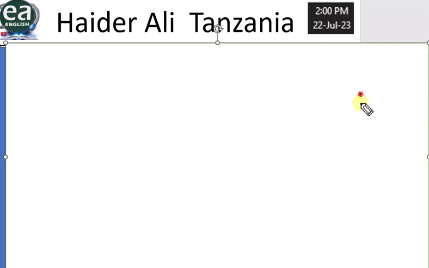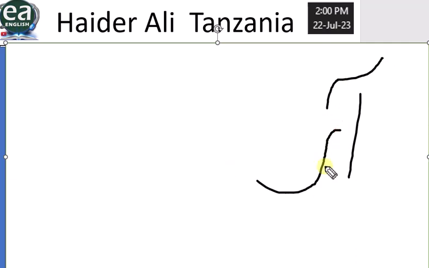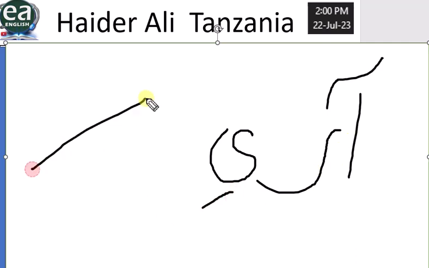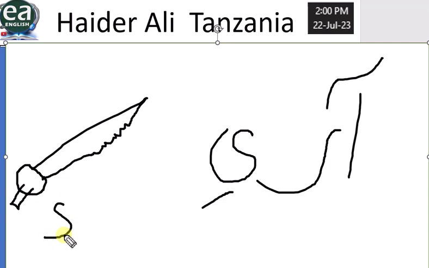Now I want to write a more easy word like ar, then choti ye. What does it become? Ari. Have you ever seen this Ari? We call it saw in English. So this is called Ari. Ari is used as a saw.